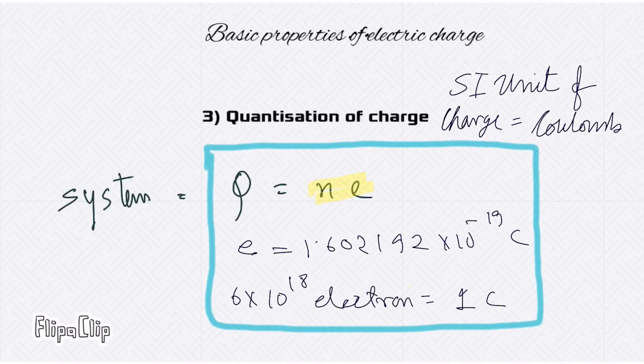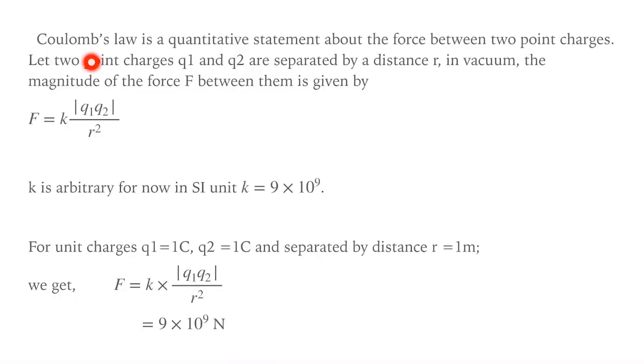Now 6 into 10 to the power 18 electrons, all combined, give us one coulomb of charge, and the SI unit of charge is the coulomb. Now let's move towards Coulomb's law. Let us consider two point charges, Q1 and Q2.